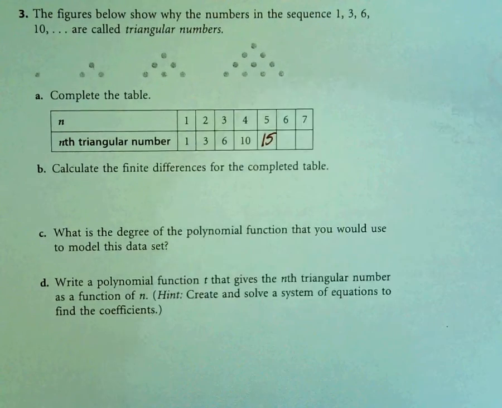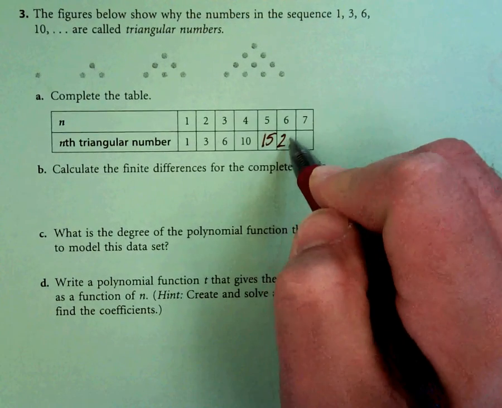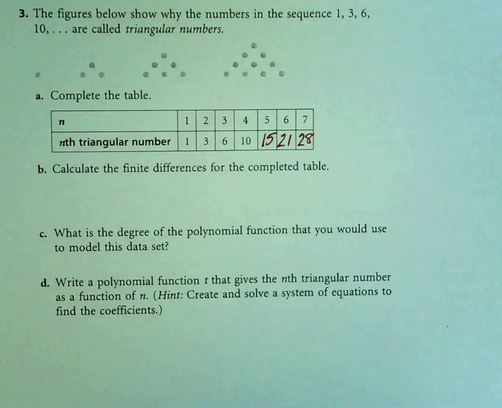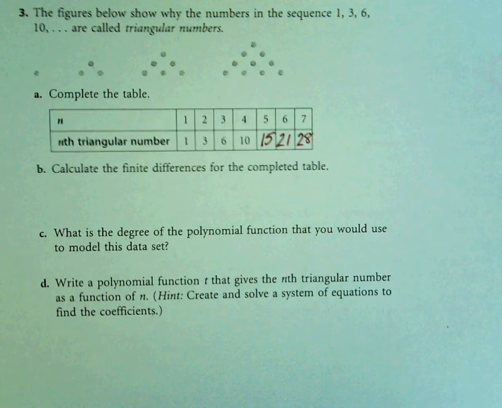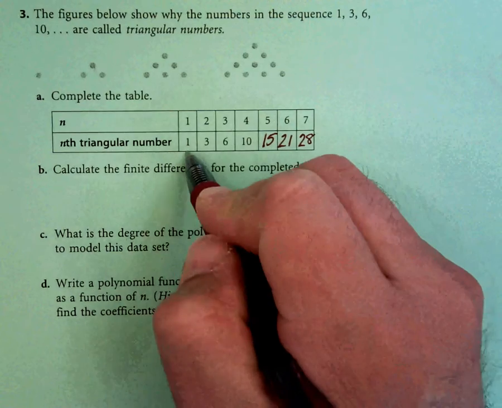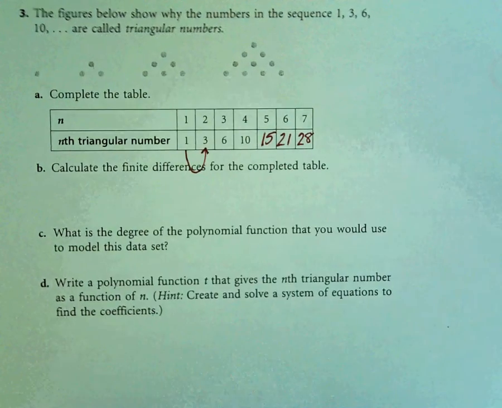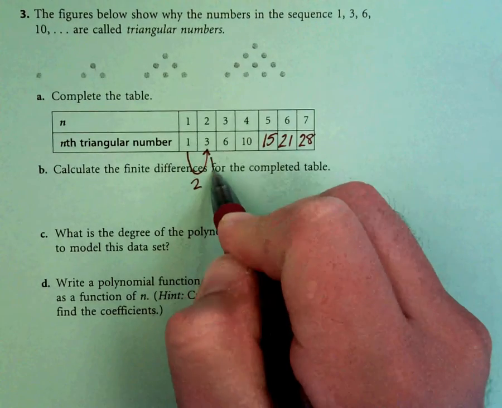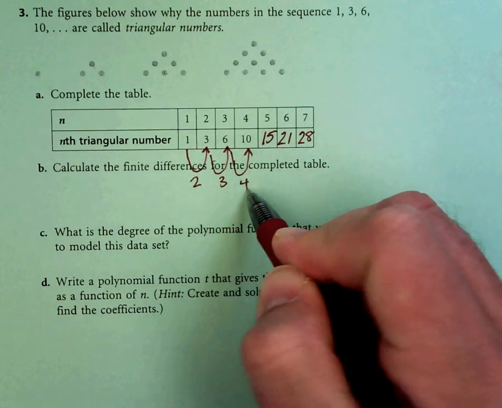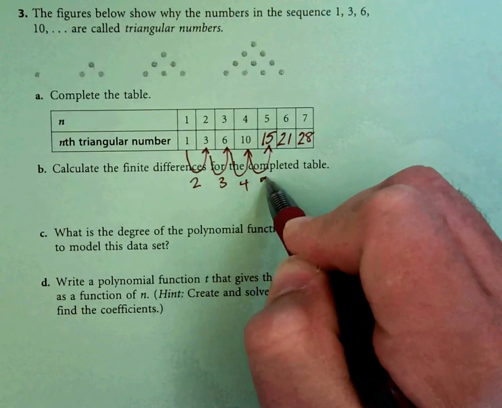15, 21, and 28. So we're adding 1 to the number we're adding every time. Is that a good way of saying it? All right. So if we look at the difference here, what's the difference? 2. Then 3. This is called the finite differences method, when you're figuring out how much the sequence is growing by.